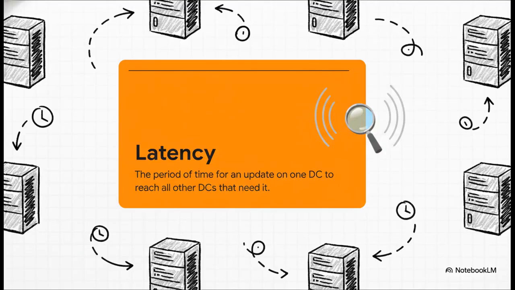Now, a multi-master system does have a trade-off, and that's latency. It's that tiny delay between a change being made on one server and that change showing up on all the others. But here's the thing. This isn't a flaw. It's not a bug. It's a planned and managed part of the system.